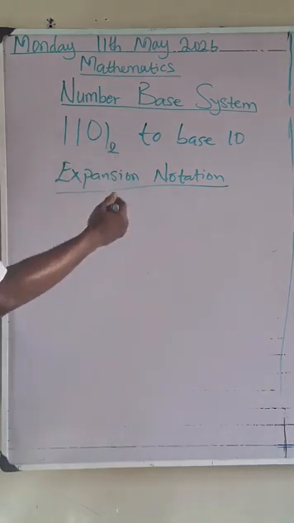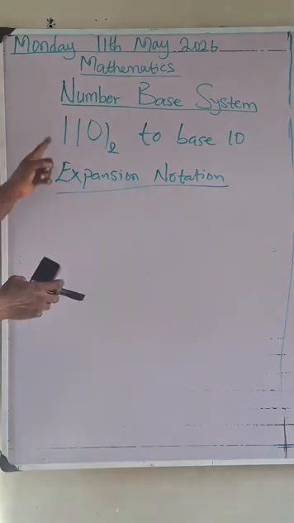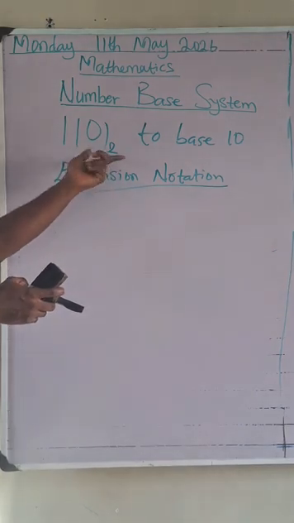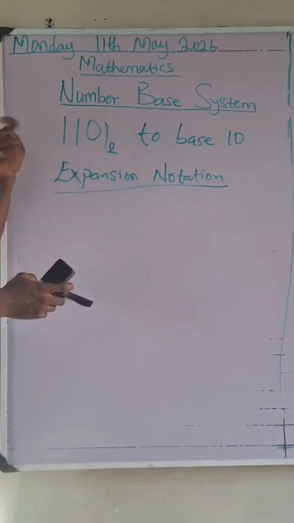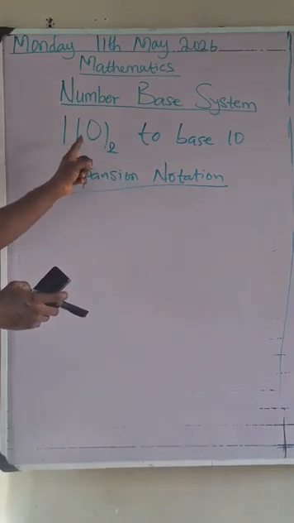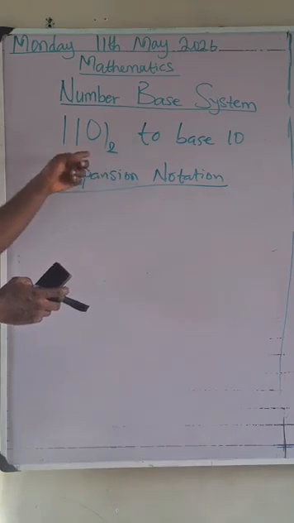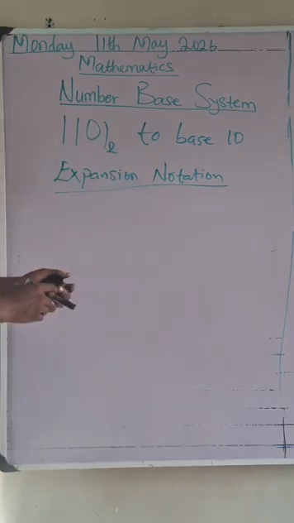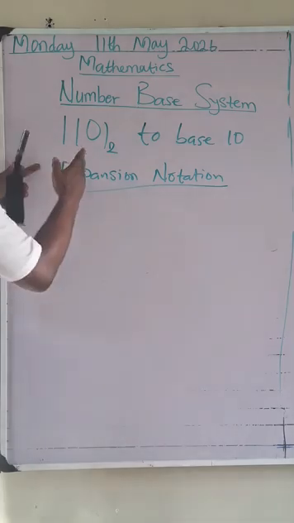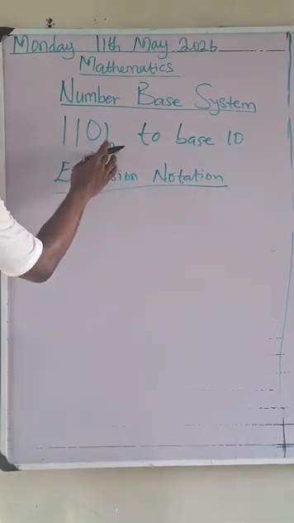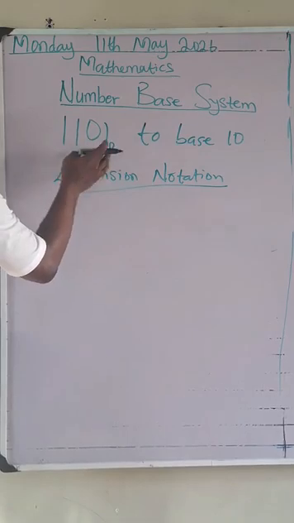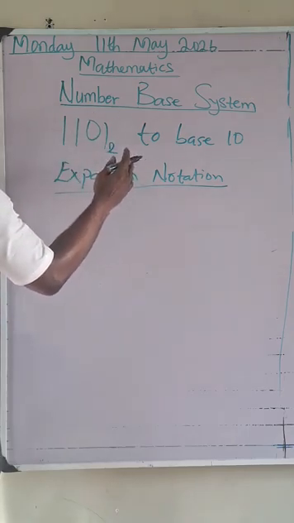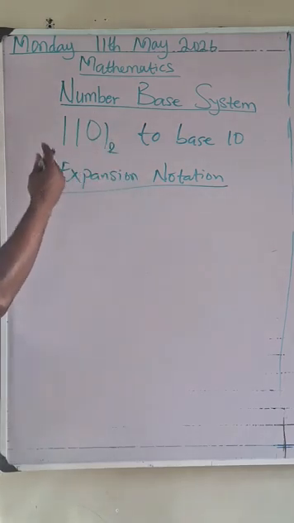How do you expand the given number? By multiplying each of the digits of the given number by the base. This is the base, base 2. It can be base 3 or any other base, but to expand it, multiply each digit of the given number by the given base. Then add them together and also focus on the power. These are the 3 steps you're going to take.